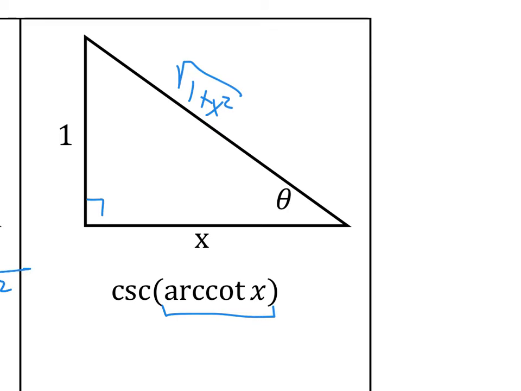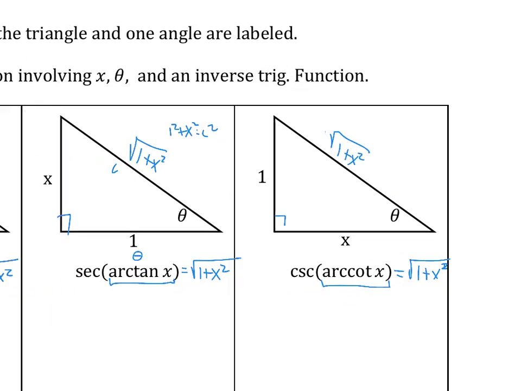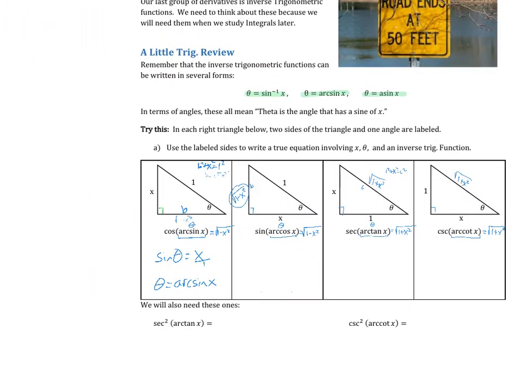The cosecant of that, cosecant is the reciprocal of sine. Sine is 1 over this, so cosecant is the hypotenuse over 1. So this is the square root of 1 plus x squared again. So we'll need those in a moment, all right?